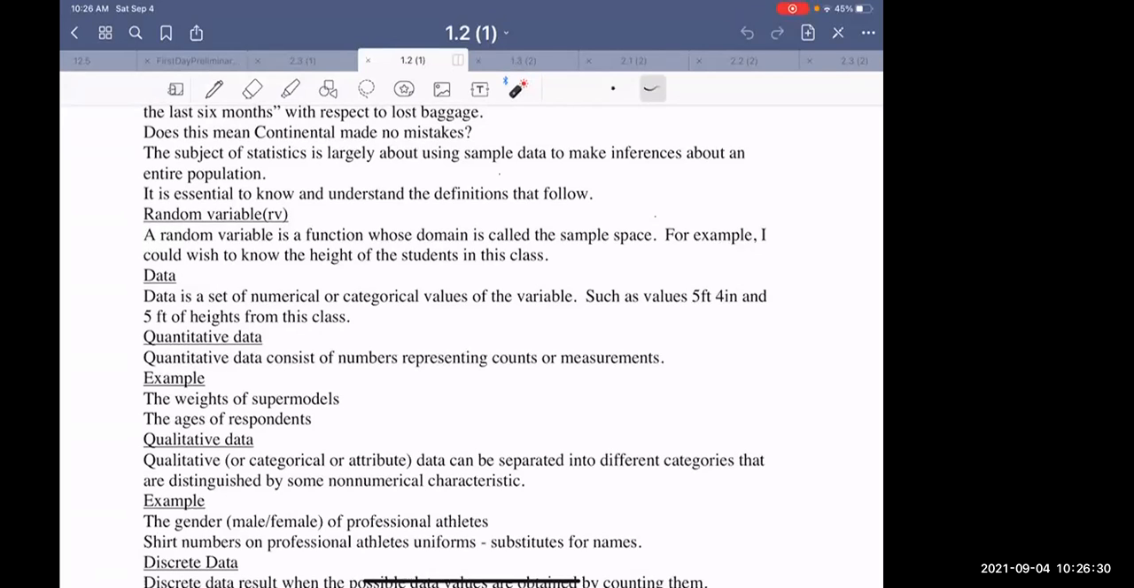Variables or data: a quantitative variable will result in quantitative data. So when I say data, think of it as either data or variables. I can categorize variables into two different cases, quantitative or qualitative.